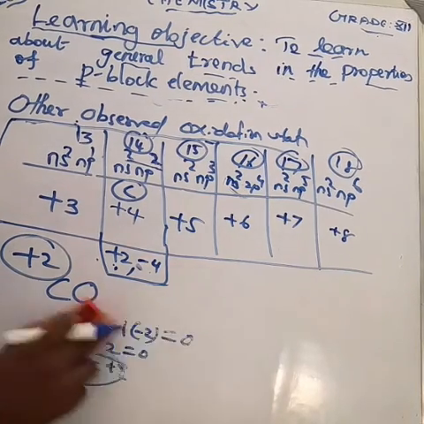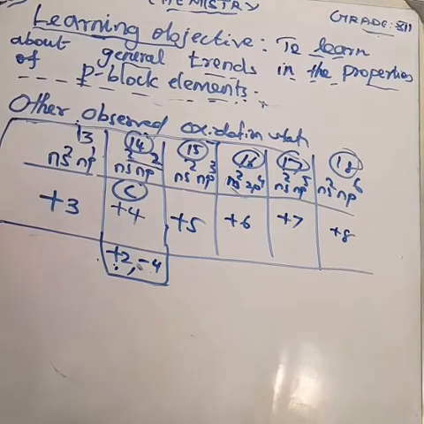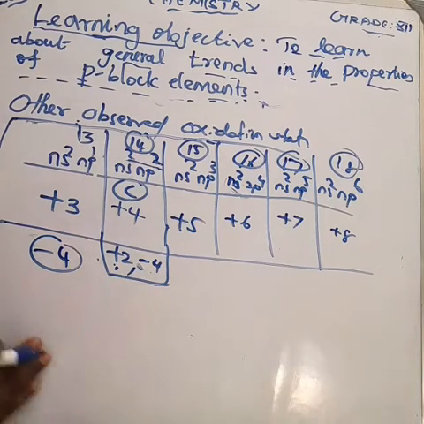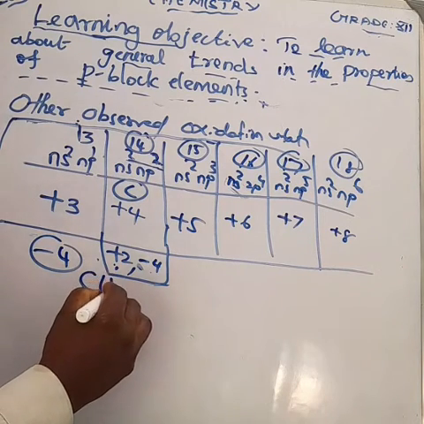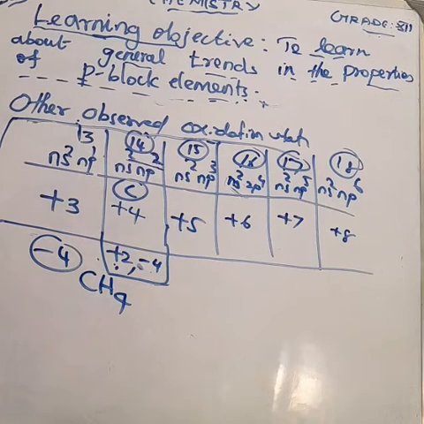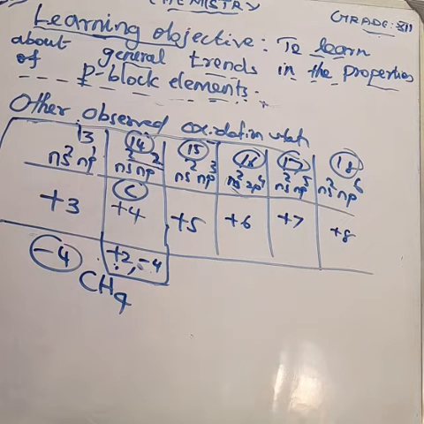Next, about the -4 oxidation state in the 14th group. I am taking one very good example, methane. What is the formula for methane? CH4. Can you understand? So in methane, how to find the carbon oxidation number?